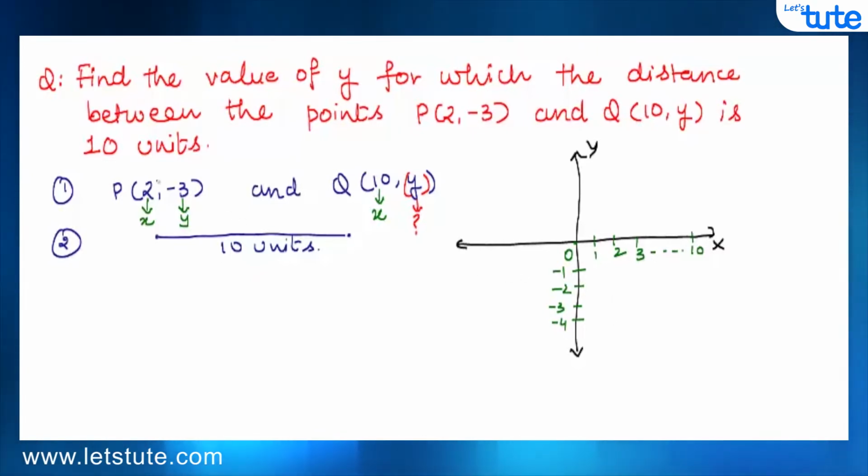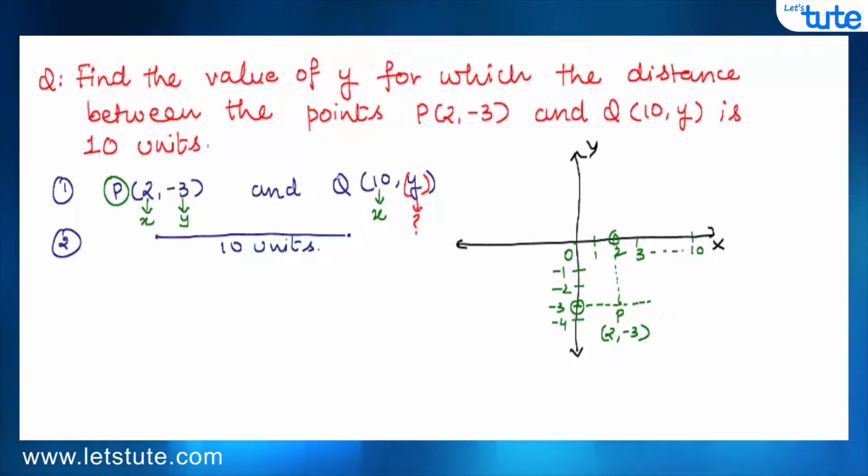Let us first try to plot our point P. The x coordinate is 2, so we have 2 over here on the x-axis, and the y coordinate is -3, so we have -3 here on the y-axis. Our point P should be somewhere here, right? This is our P. Coordinates are 2 and -3.